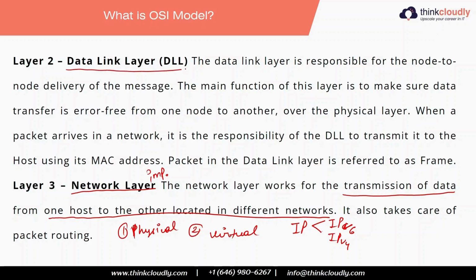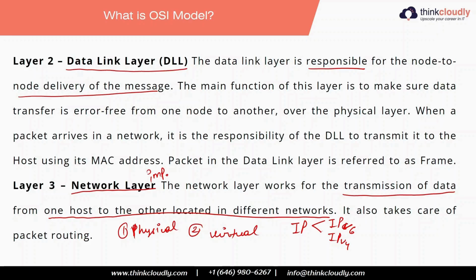The next layer is the data link layer. The data link layer is again responsible for communication, but not for WAN communication, that means wide area network, the internet. It's responsible for the LAN, or local area network. It's responsible basically for making the communication between node to node.